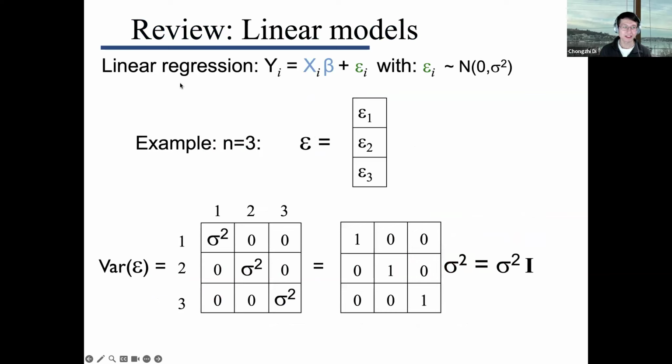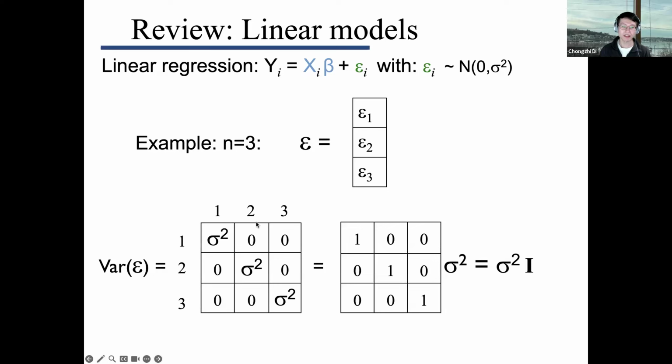So let's say you have a linear regression, your outcome is yi. In the longitudinal case, let's assume you have three subjects. So if you write the outcome y, it will be a vector of 3. And the error epsilon also is a vector of 3.